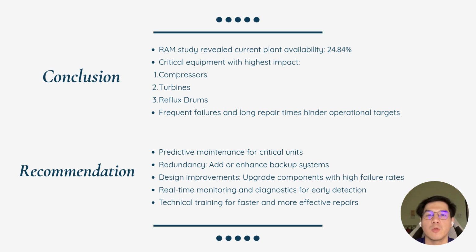To improve this, we recommend implementing predictive and condition-based maintenance strategies to catch failures early. Adding system redundancy such as backup compressors can also reduce production downtime during equipment failures. Additionally, design upgrades and better spare part planning can help improve maintainability and reduce repair times. Integrating real-time monitoring tools will support better decision-making, while investing in technical training will improve the efficiency and accuracy of maintenance work. With these improvements, the plant can move toward achieving the 99% availability target, improve production reliability, and ensure long-term operational sustainability.